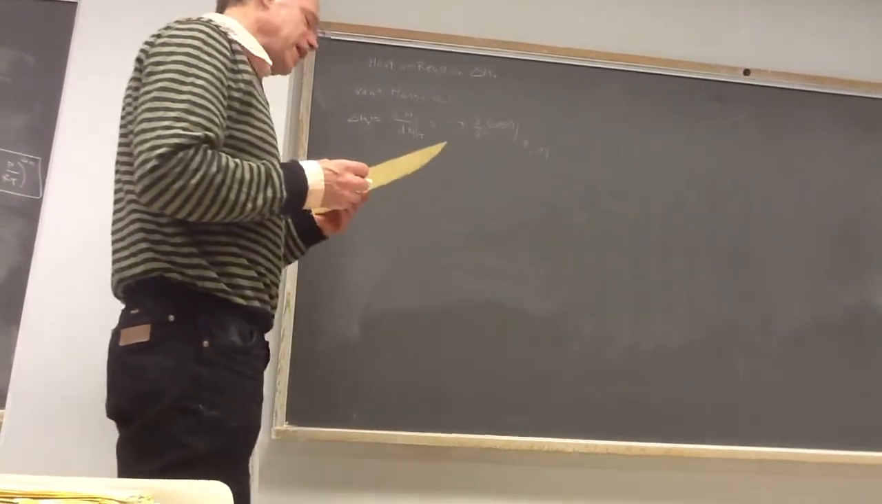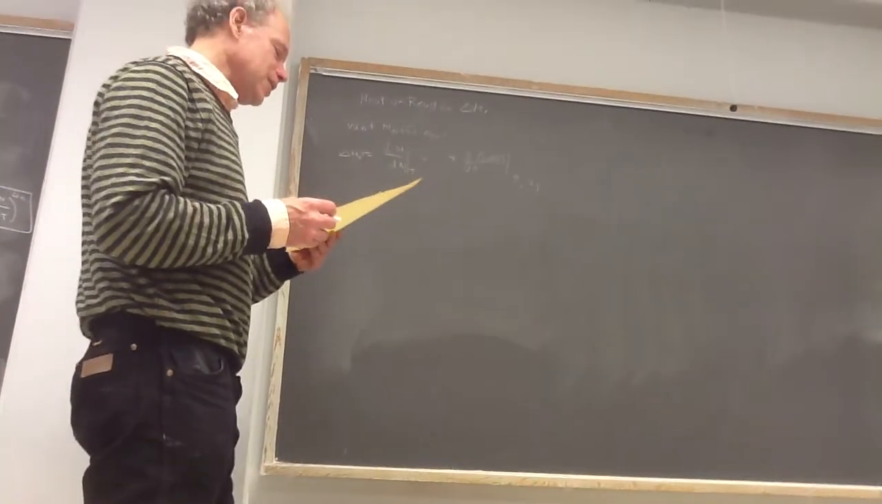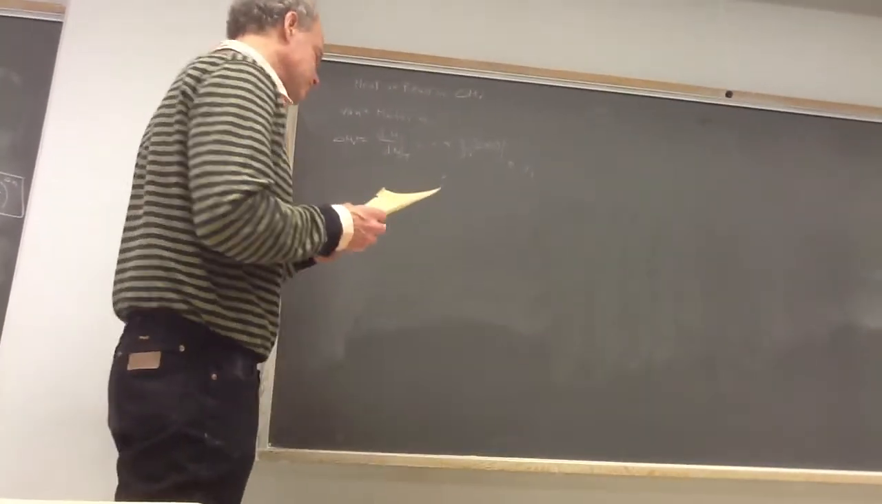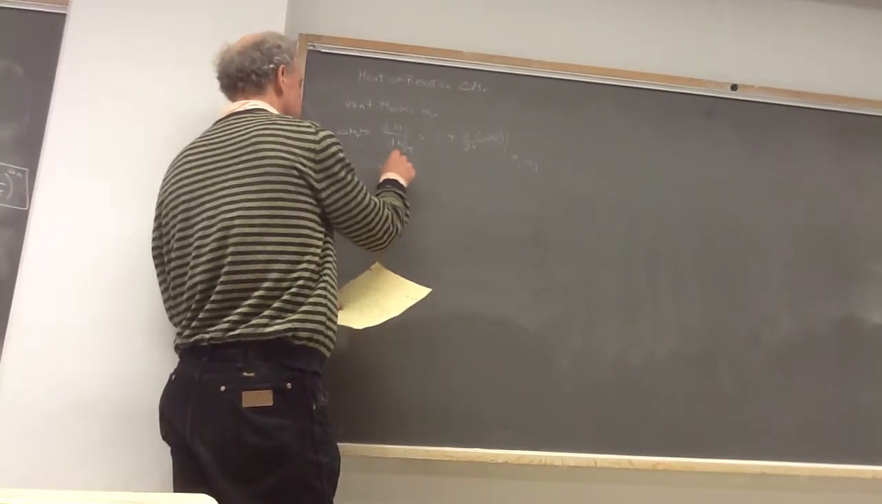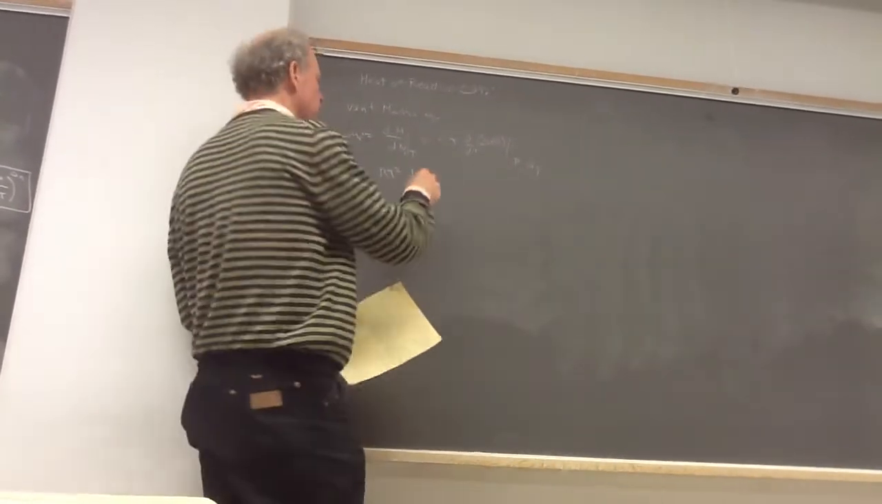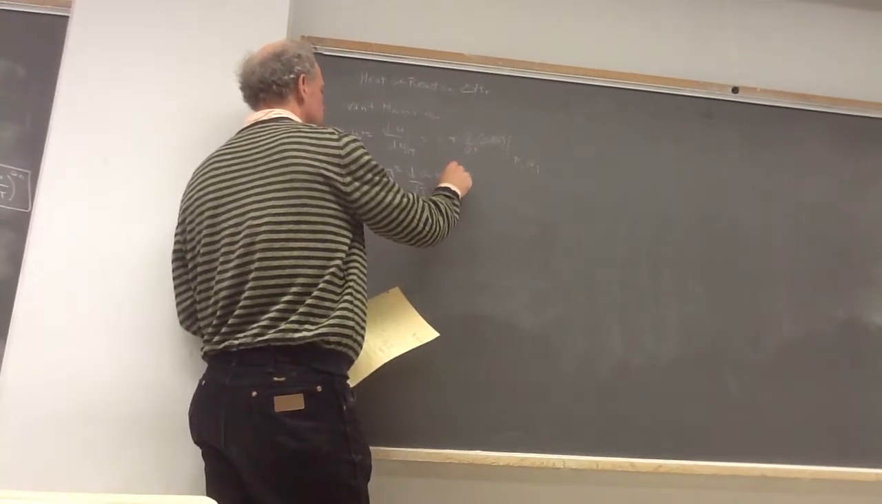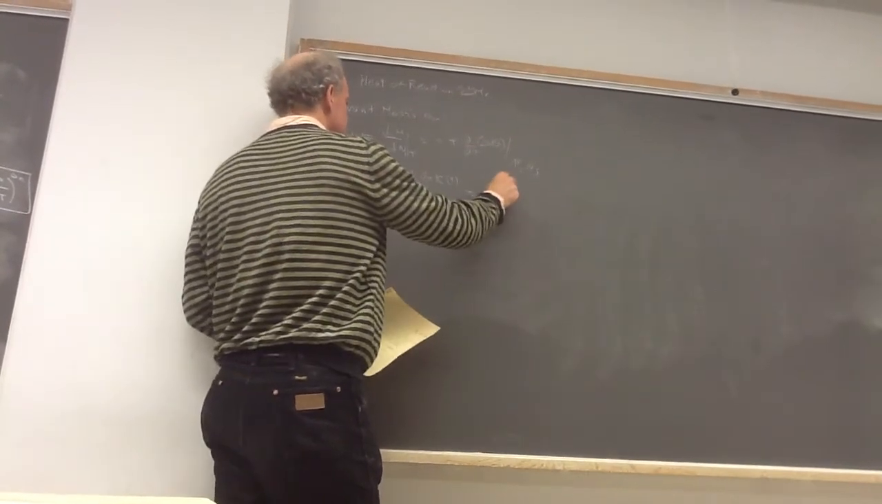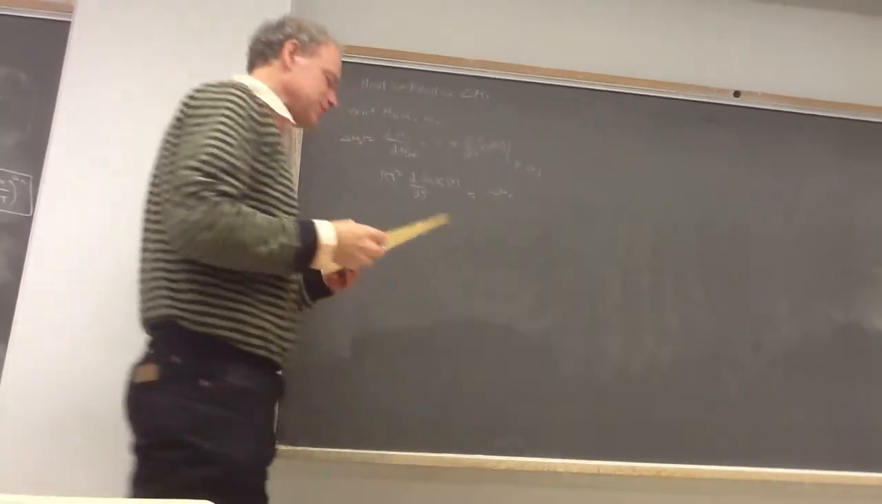And Van 't Hoff's equation tells me that RT squared d/dT of the log of the equilibrium constant is equal to delta H, which is the heat of reaction.